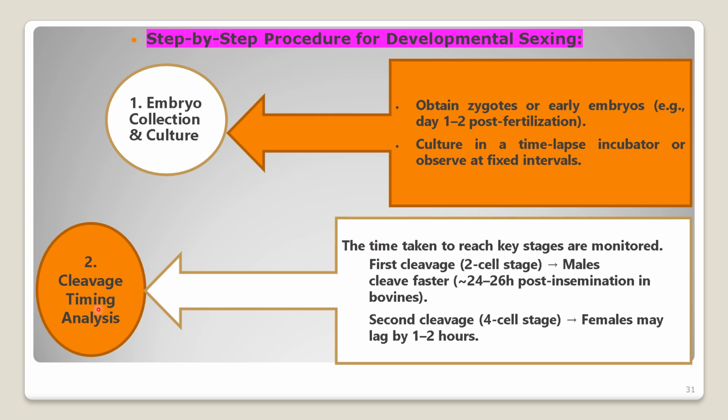Next, the cleavage timing analysis. The cleavage timing is the time taken to reach key stages, which are monitored. The first cleavage is at the 2-cell stage. If you can get cleavage at this 2-cell stage, it means that it is a male, because the males cleave faster. And if you get it at the second cleavage stage, then this would likely be a female, because they cleave 1 to 2 hours later than the males.